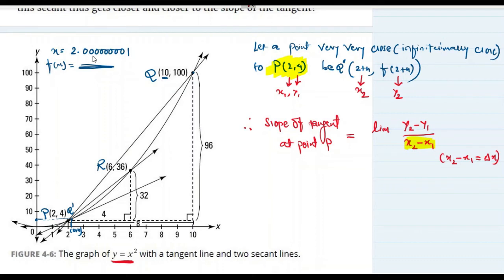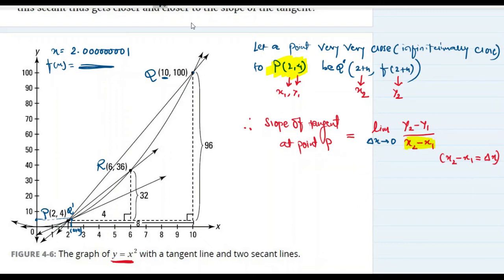The x coordinate of point Q should be 2.00000001, very close to 2. That is the x coordinate of point P. So the difference between the x coordinates, which is the run, should approach 0. Run should approach 0 means delta x should approach 0. So the limit of the y2 minus y1 upon x2 minus x1 formula, when delta x, that is the denominator, approaches 0, will give you the slope of the tangent at point P.